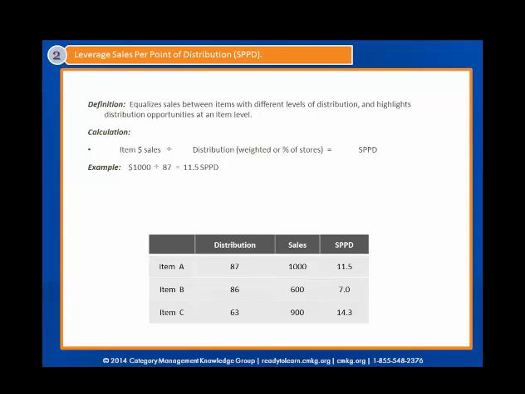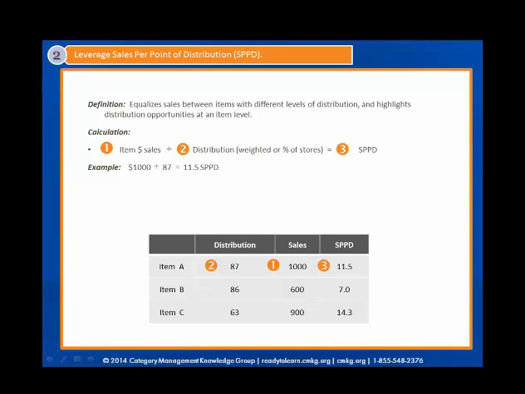So let's look at an example here. So if we have $1,000 in sales that is split between 87 points of distribution, it gives us a measure of 11.5 as the sales per point of distribution. So what does 11.5 mean? Is it a good or bad number? What does it really tell us? And it really depends. So like most metrics, you really do need to bring some perspective to it. You've got to compare to other brands or segments to see which individual items have the greatest performance where they are distributed.